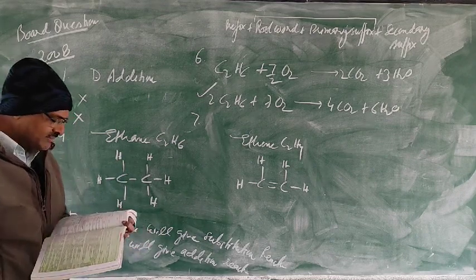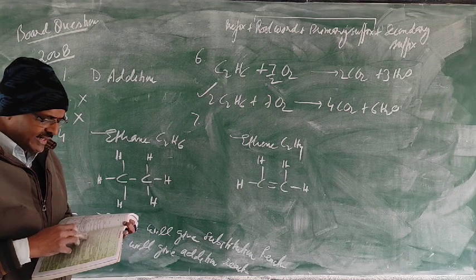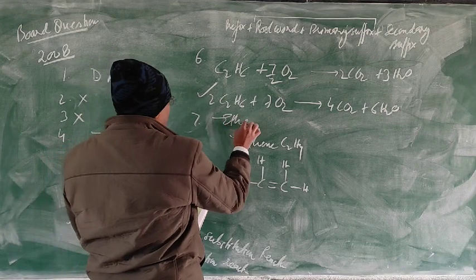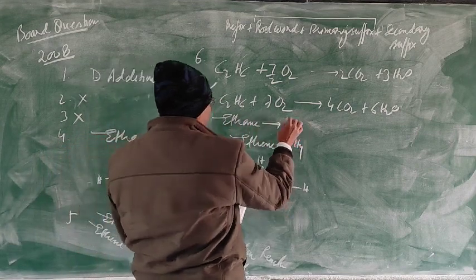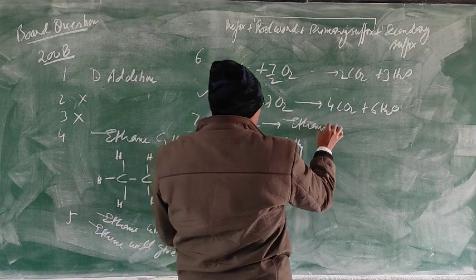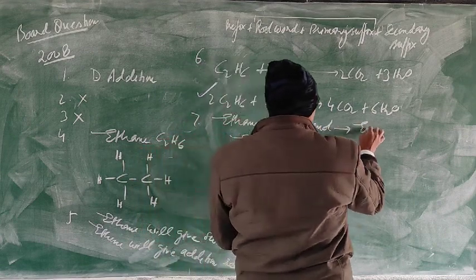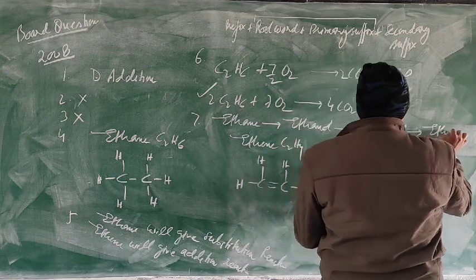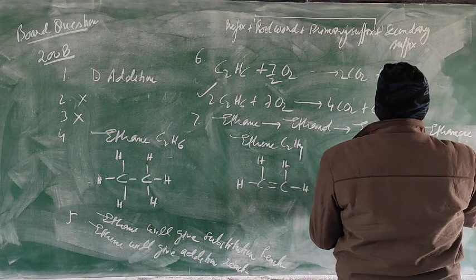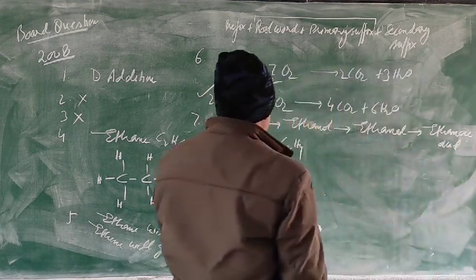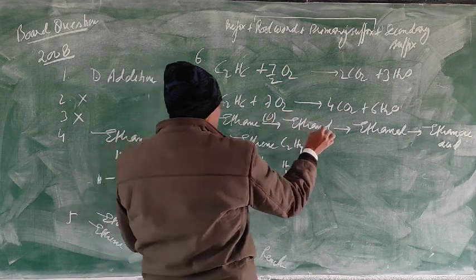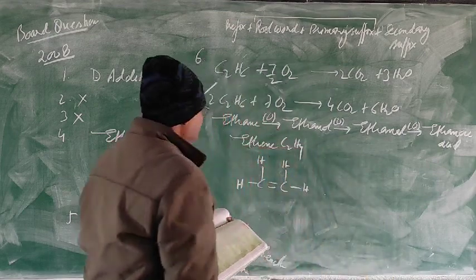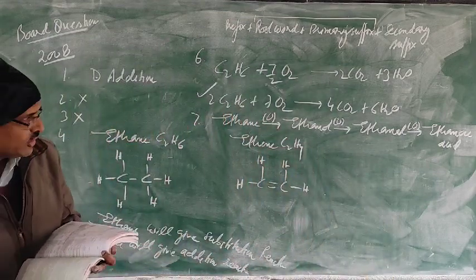And now the seventh one. Name the alcohol and the acid formed when ethane is oxidized. This ethane will give ethanol, then ethanoic acid. In your book slow oxidation was given, and it is for this purpose only. It means whatever corresponding product you are getting. So when ethane is oxidized, you will get ethanol.